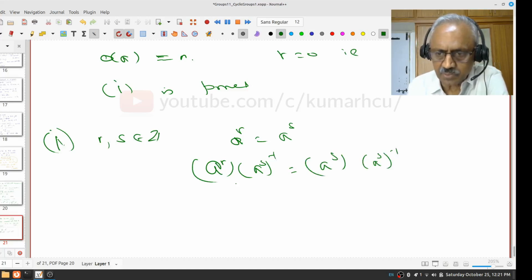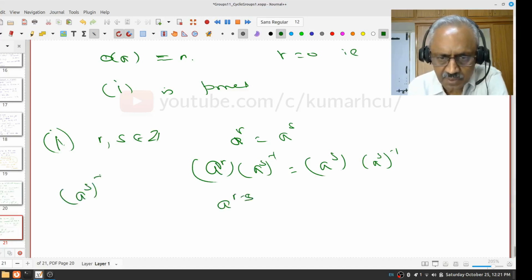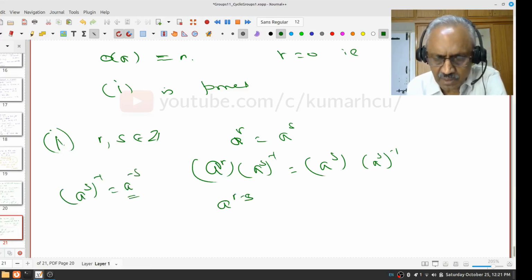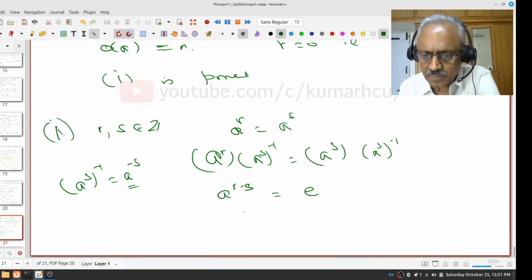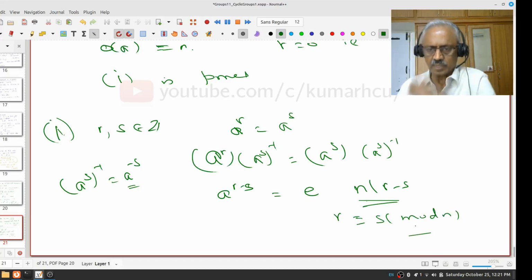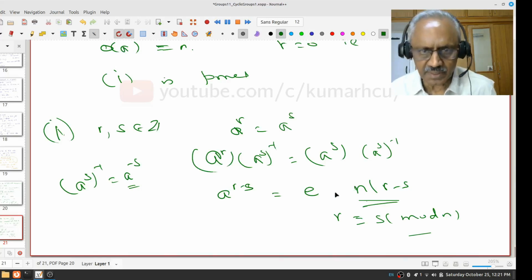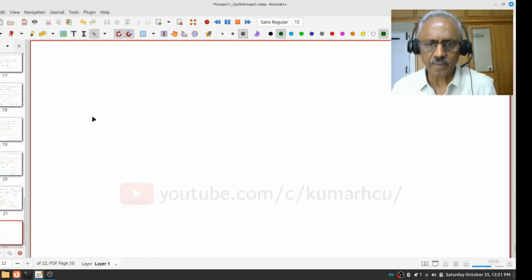But a to the power s inverse by definition is a to the power minus s, as we had already seen, so this is a to the power r minus s, and the law of indices says a to the power r minus s is equal to identity. That means n should divide r minus s. Using the congruence relation, it is the same as saying r is congruent to s mod n. Is that clear?